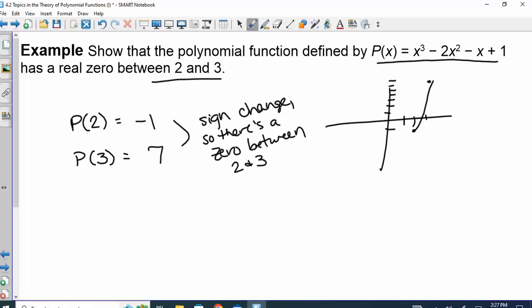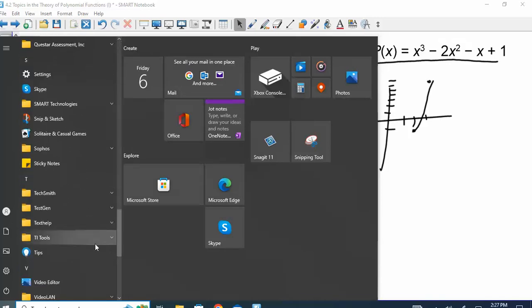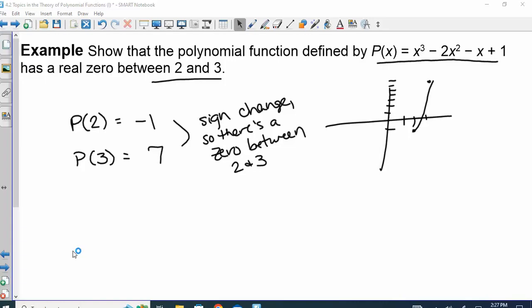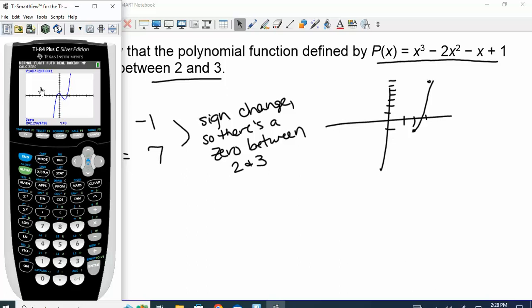Let's find it using our graphing calculator. I'm going to show you some of these tricks when we have the opportunity. So go to your graph, the y equals, and type in this function: x cubed minus 2x squared minus x plus 1. And then graph it. So looking at the graph, does it look like somewhere between 2 and 3 it equals 0? Yes.